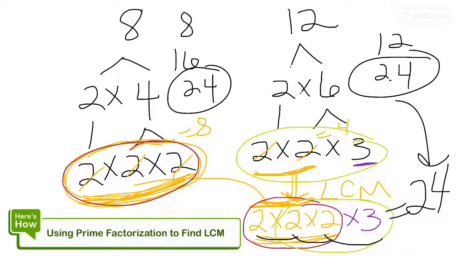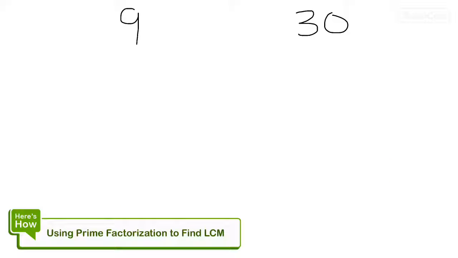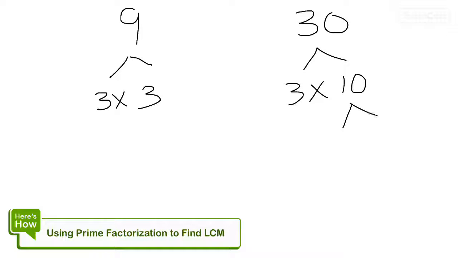All right, let's try one more here. We're going to try 9 and 30. So I'm going to do the prime factorizations of these pretty quick because that's a skill we've worked on quite a bit. So let me just get these prime factorizations down. So the prime factorization of 9 over here is 3 times 3, and the prime factorization of 30 is 3 times 2 times 5. All right, so I'm going to start with my 2's.